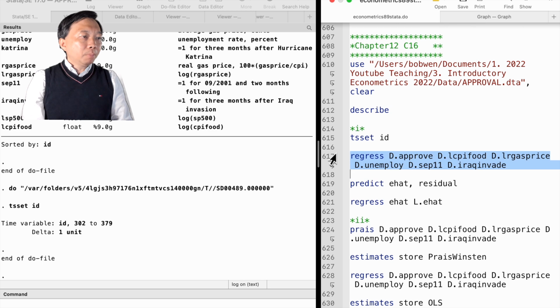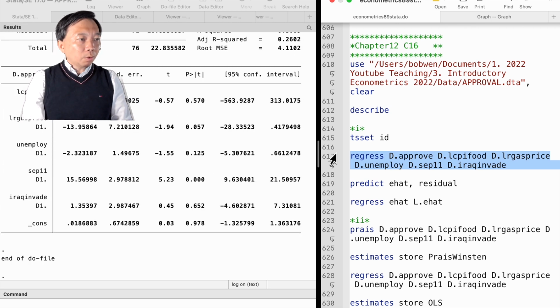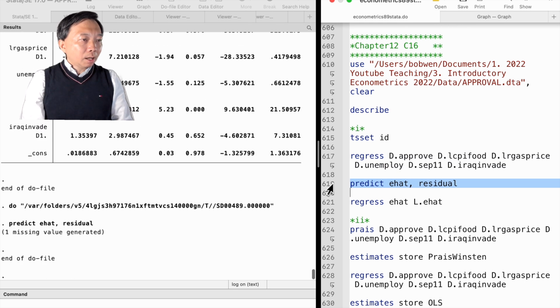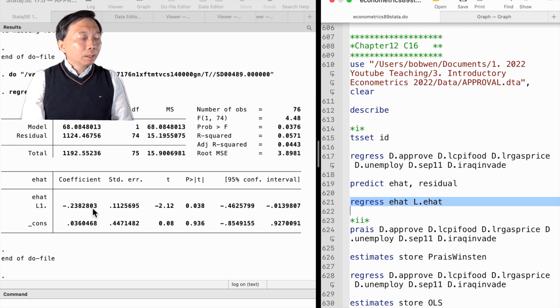We estimate the model using the first differencing method. Then we store the residuals and do the AR1 serial correlation test. There is evidence of negative and significant AR1 serial correlation in the errors at the 5% level. The p-value for the test is 0.038. The estimate of rho is minus 0.238.